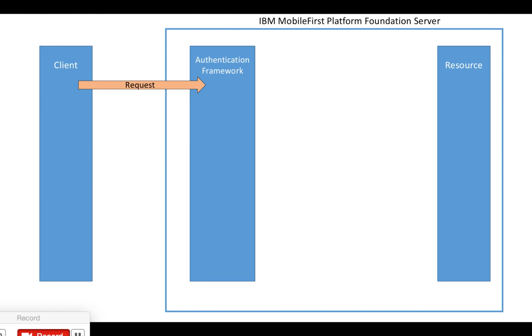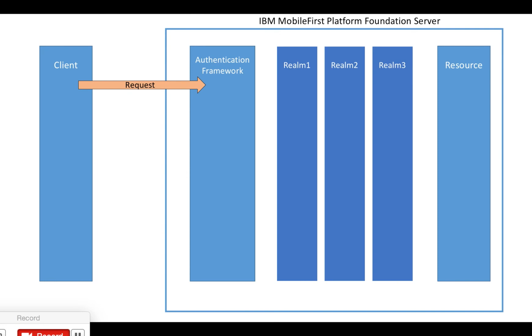Okay, so the authentication framework will know which realms are actually protecting that specific resource. The authentication framework is aware of those realms, and initially the user is not authenticated in any of them. So neither the user, nor the device, or well, application. There is no authentication in any of those realms. So in order to get access to that resource, the client first needs to authenticate in all of those realms. And I'm being very generic here.